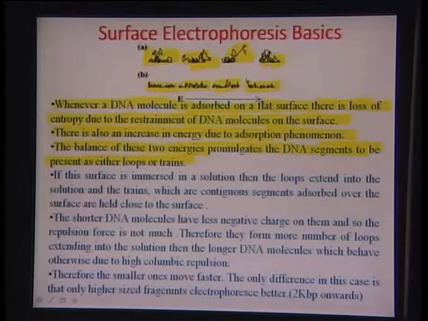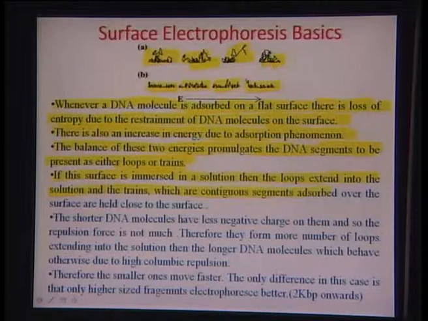In summary, whenever a DNA molecule is adsorbed on a flat surface, there is a loss of entropy due to restraint of the DNA molecule on the surface. There is also a decrease in energy due to adsorption, and the balance of these two energies determines whether the DNA segment is present as loops or trains. If the surface is immersed in solution, then the loops extend into the solution, and the trains, which are contiguous segments adsorbed over the surface, are held close to the surface.